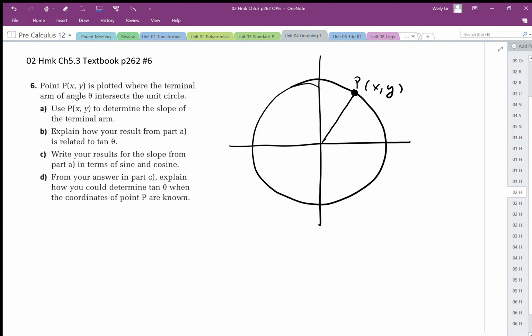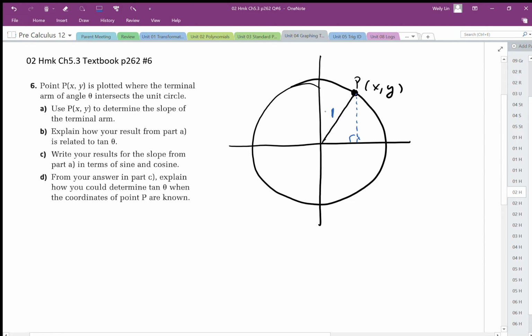It says here that point P, which is labeled by xy, intersects the unit circle. So this is a radius 1 circle, and that represents the x and y coordinate of the radius 1 circle. So we're just going to drop down our perpendicular to get our x and y distances.